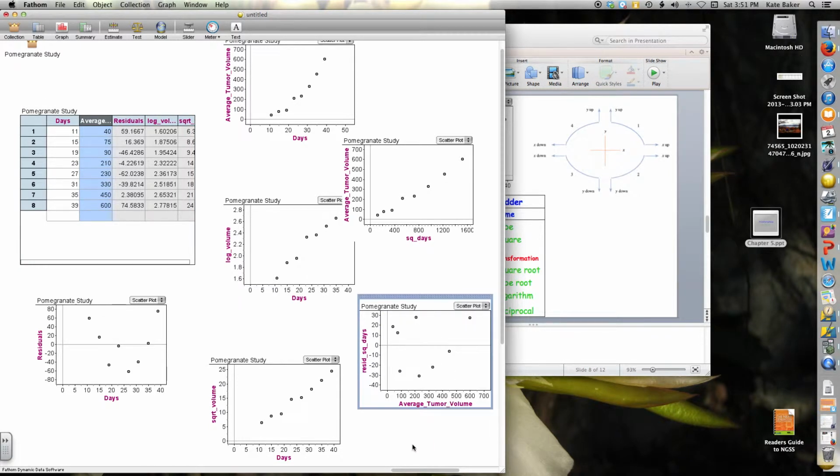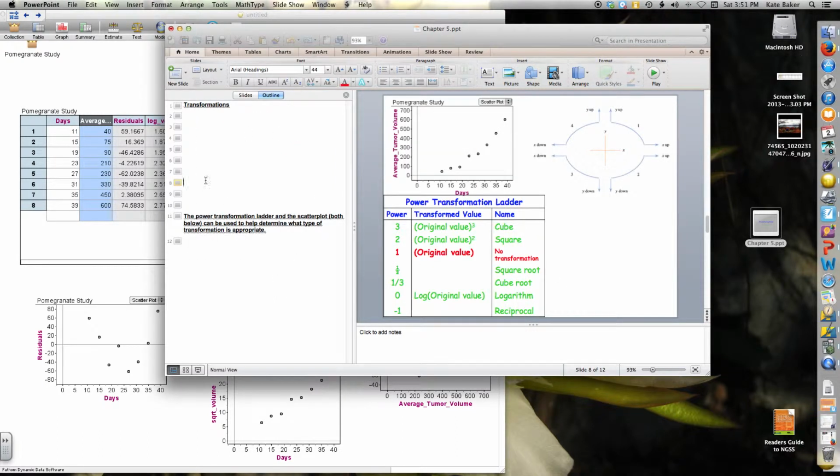And that's a little more scattered. I still have a bit of curviness to it, but it's definitely much more linear than the original. So I would probably, and none of these are going to be bad to choose, but I would probably go with the square of the days.